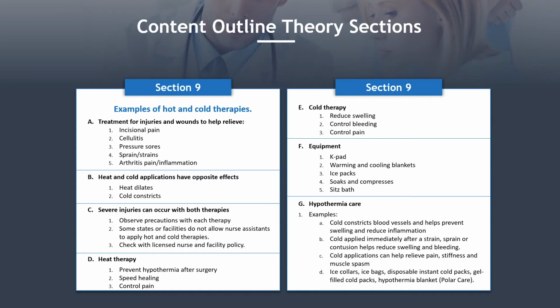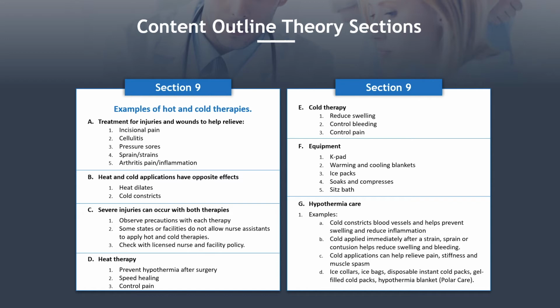D. Heat therapy. Prevent hypothermia after surgery. To speed healing. To control pain. E. Cold therapy. Reduce swelling, control bleeding, and control pain. F. Equipment. K-pad. Warming and cooling blankets. Ice packs. Soaks and compresses. And sitz bath. G. Hypothermia care.